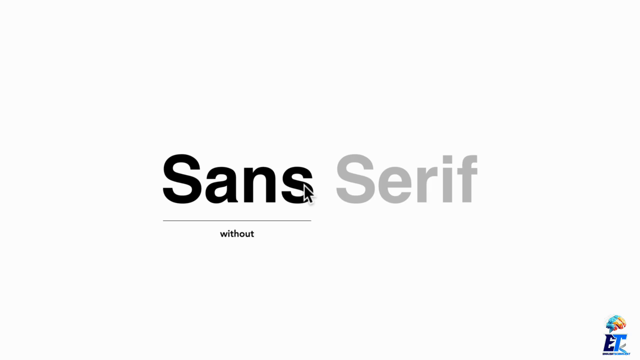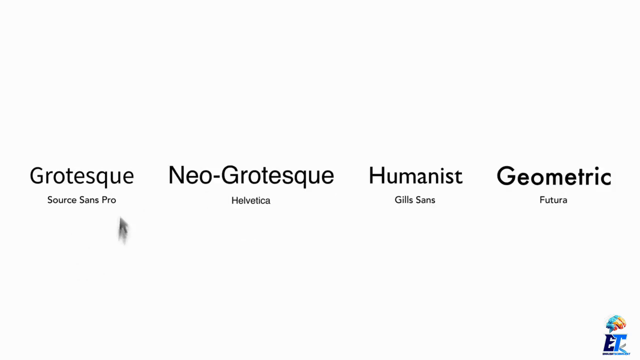Now, there are 4 main classifications of sans serif typefaces. Let's get into the first one. The first one is called grotesque. What a name, right? Grotesques are the earliest and include fonts like Franklin Gothic and Akzidenz Grotesk. Really nice typefaces. We've got here Source Sans Pro, which is a really great grotesque typeface.